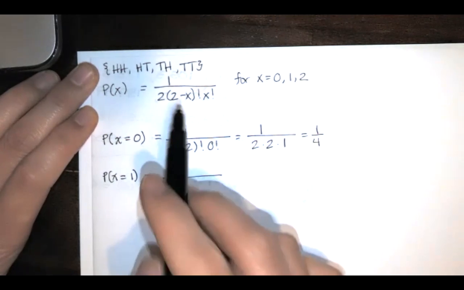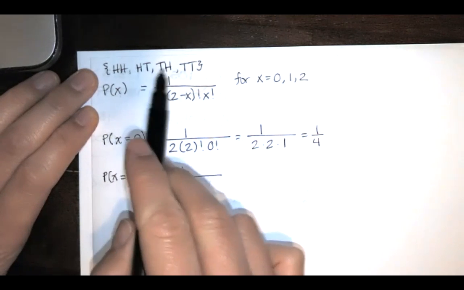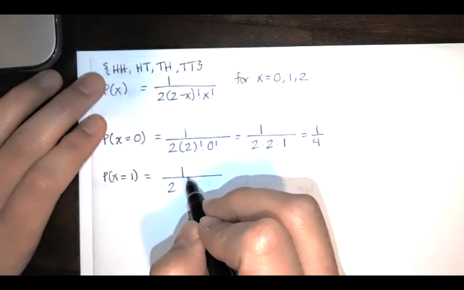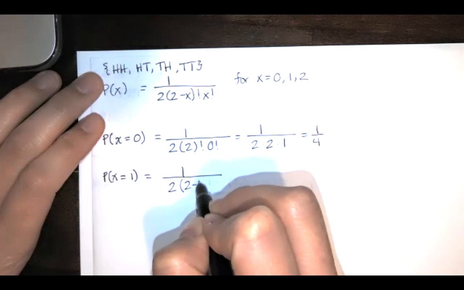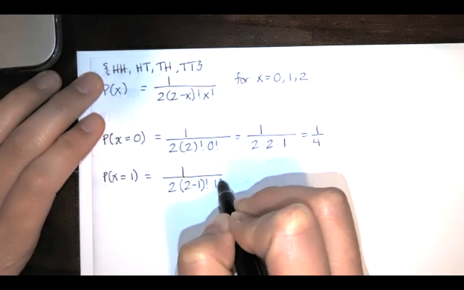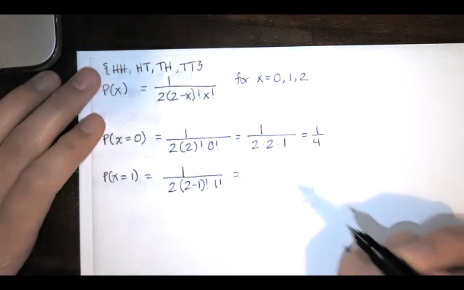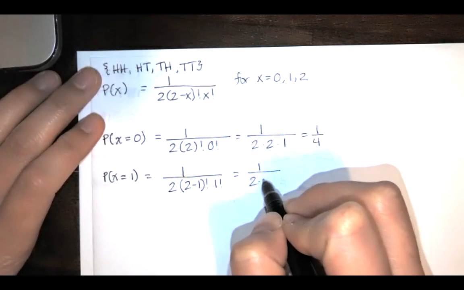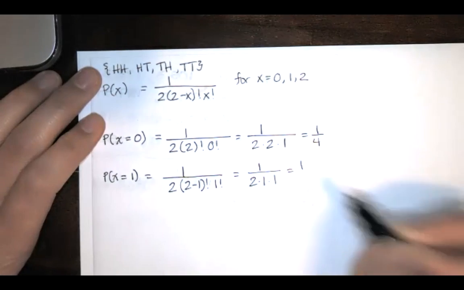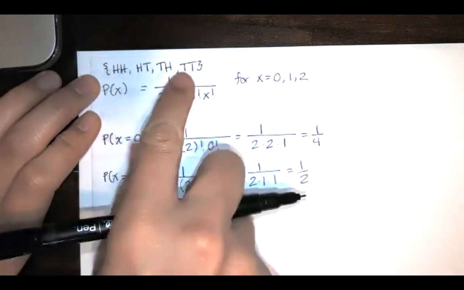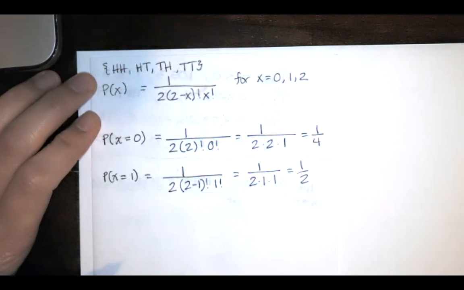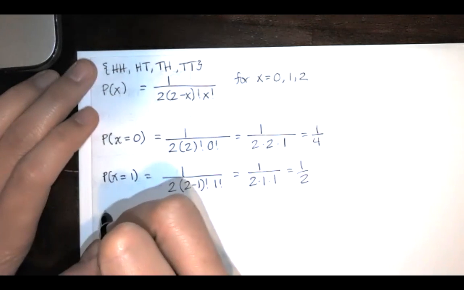Now, if I plug in x equals 1, so that's the probability of getting 1 head from here, we have 2 times 2 minus 1 factorial times 1 factorial. 2 minus 1 is 1. So that's 1 over 2 times 1, which is 1/2. And there are 2 out of 4 options in that sample space that will give you 1 head. So the probability is 1/2.